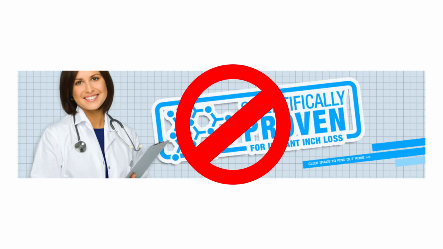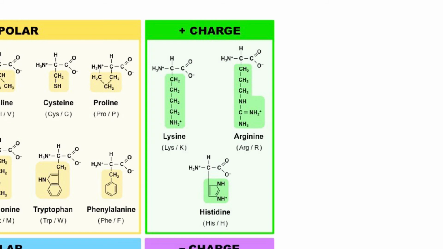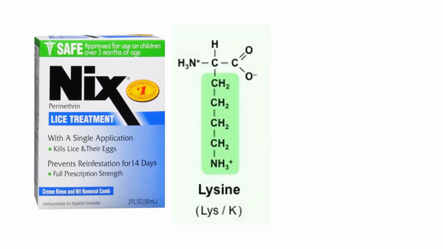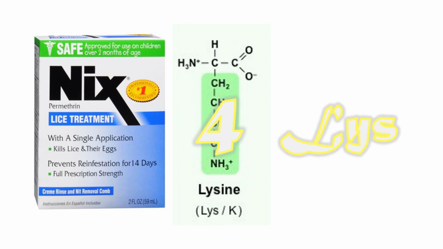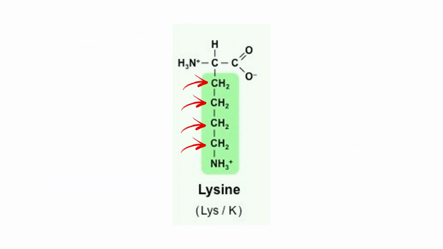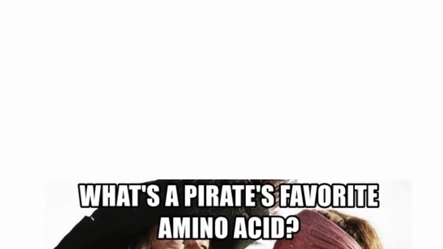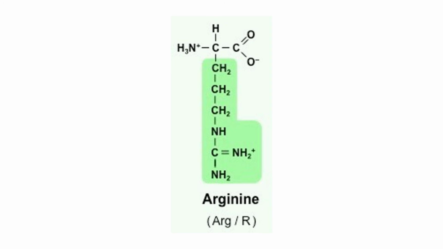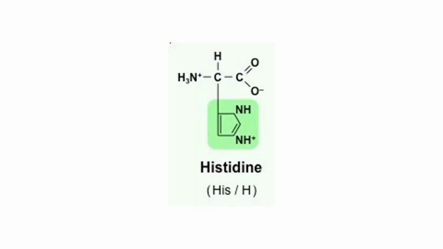Not proven scientifically. Now onto the positively charged amino acids. These guys typically have a lot of CH2 groups with the exception of histidine. For lysine, I always remember to take Nix for lice to remember that there's four CH2 groups. What's a pirate's favorite amino acid? Arginine. Arginine has a nitrogen peg leg. It's funny. Histidine is our weird one. It's got this five-membered ring with nitrogen on top and nitrogen on the bottom.